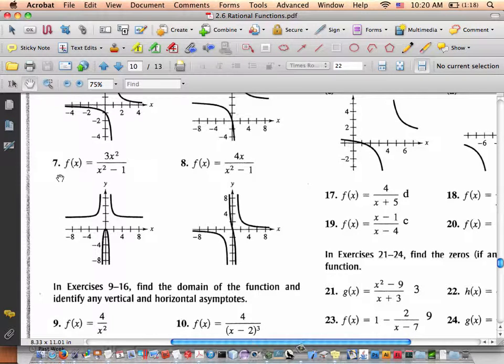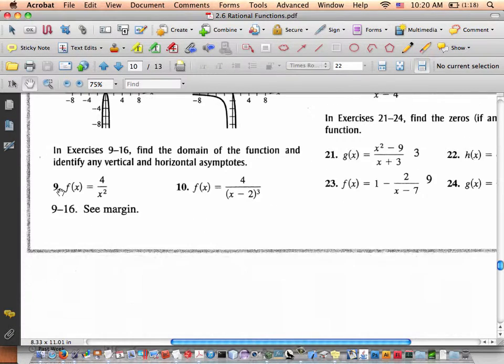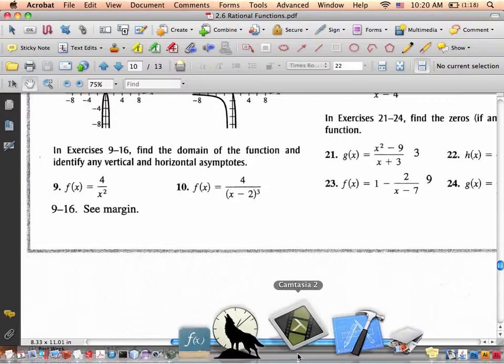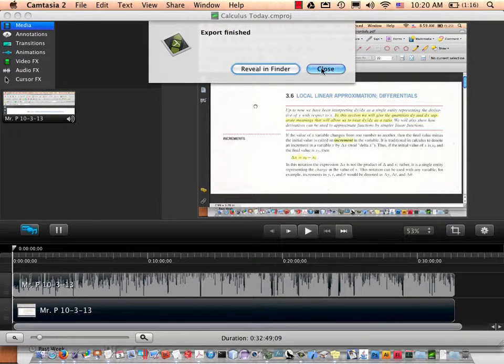This one, number 7, has 2 vertical asymptotes. What are they? Negative 1 and 1. So the domain of this function is all real numbers except 1 and negative 1. All right, that should get you started.